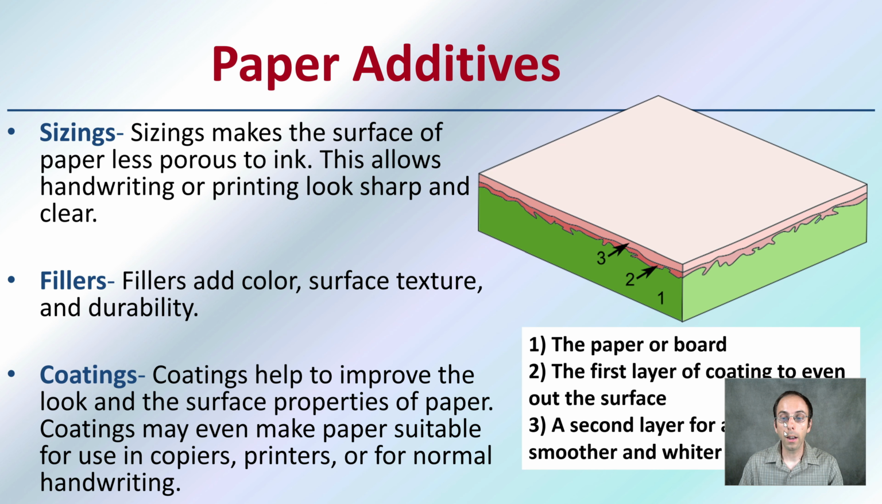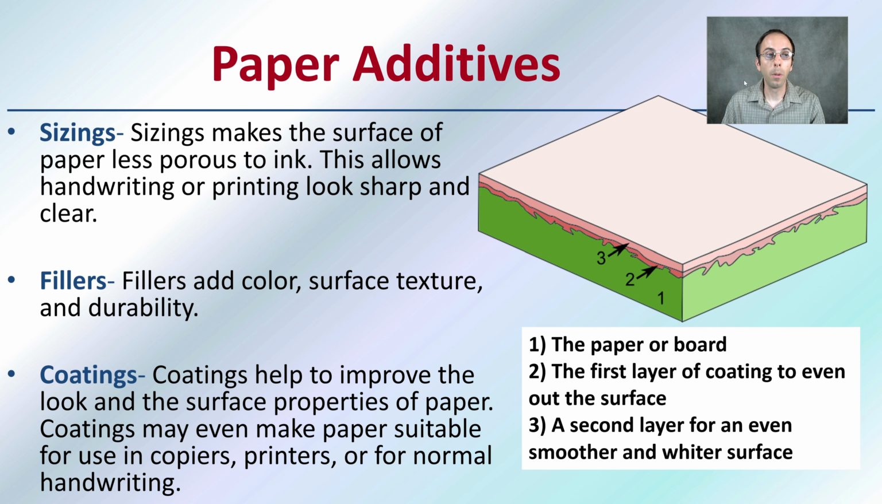So these paper additives, so paper have things added to them. The sizing makes the surface of the paper less porous to ink, and this allows handwriting and printing to look sharp and clear. This can be something if we're looking at a note, we might notice something like this. There's fillers added that add color, surface texture, and durability. And there's coatings. These coatings help improve the look and surface properties of the paper. Coatings make the paper more suitable for copiers, or printers, or even normal handwriting. The image that we see here, we can see those layers may not be consistent throughout. Some could be of various thicknesses.